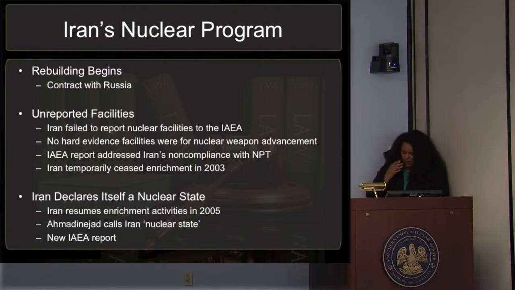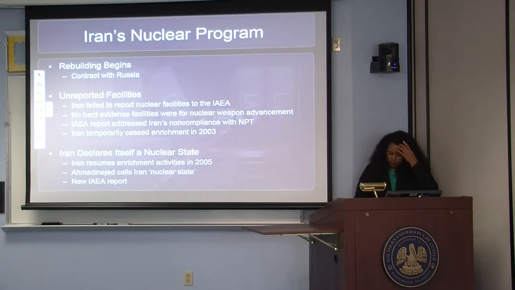In the early 2000s, it was discovered that Iran had nuclear facilities that it had not disclosed to the IAEA. The IAEA lacked hard evidence showing that these facilities were being used to produce nuclear weapons, but Iran's secrecy about them implied that it was. The International Atomic Energy Agency issued a report stating that Iran was not compliant with the terms of the Non-Proliferation Treaty, which resulted in pressure from the international community and Iran's temporary halt on enrichment activities.